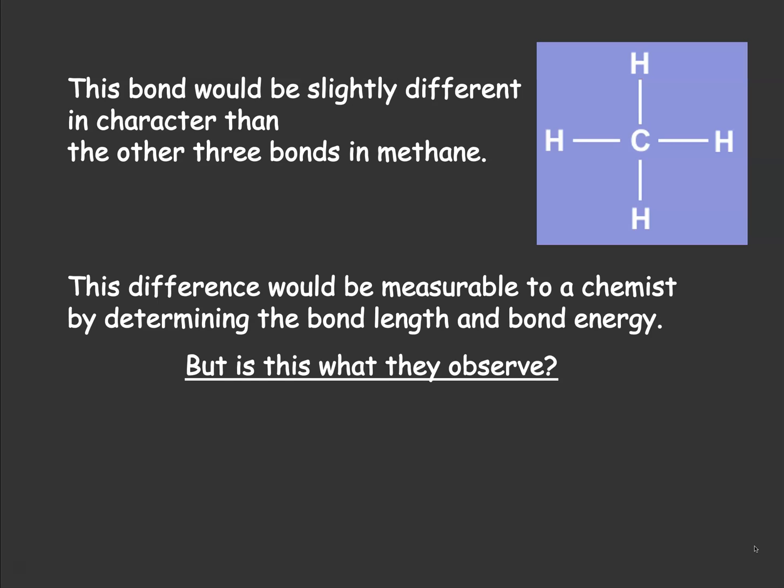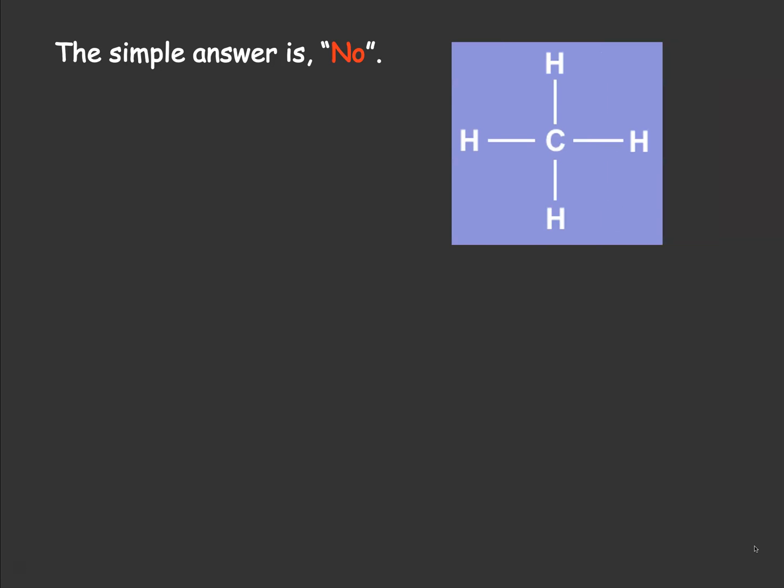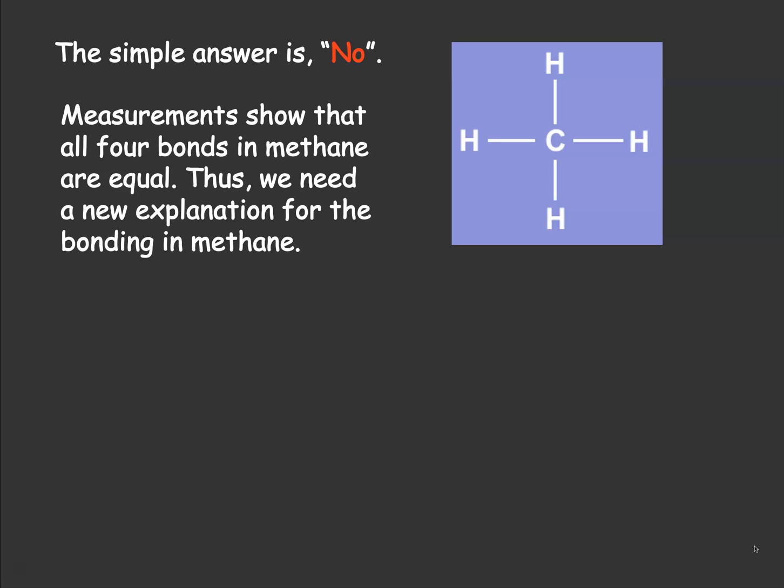But when they did research on methane, did they observe one bond was different than the rest of the bonds in methane? The simple answer is no. We've been saying the whole time here that methane has 4 identical bonds. These ones. So again, measurements show that these 4 bonds are identical, they are equal.